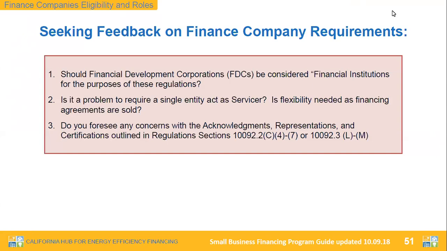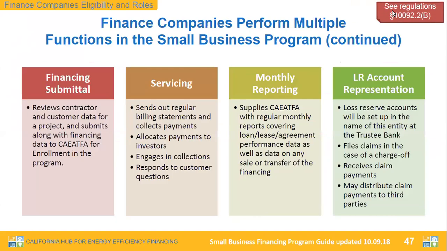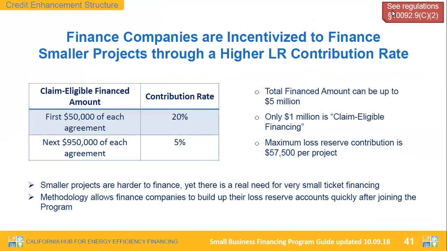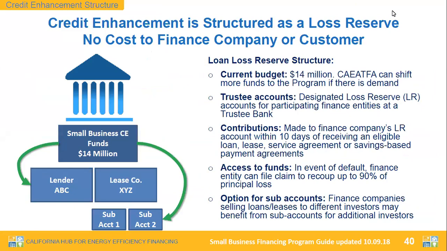Josh Lamb is asking, I don't understand what is meant by contribution rate. Who is paying this and to whom? So the contribution rate is, let me go back to that slide. This is CAEATFA using the ratepayer fund. We have a $14 million budget right now. There are $14 million in IOU ratepayer funds allocated to this small business program. If we spend it, we can access more from our residential program where we are overfunded. But we are starting with this budget of 14 million that CAEATFA is structuring as this loss reserve.